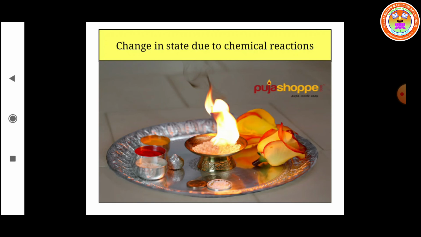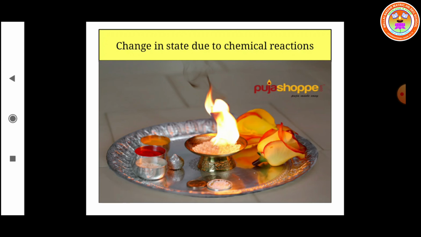See, another example is given, that is when camphor is burnt, it gives a large amount of smoke. This is also a change in state due to chemical reaction. Camphor is a sublimating substance. So when it is burnt, it doesn't change from its solid state to liquid state. On the contrary, from the solid state, it directly gets converted to gaseous state. Okay, children. So change in state due to chemical reactions. When camphor is burnt, it produces a large amount of smoke, and this is an example for change in state due to chemical reactions.